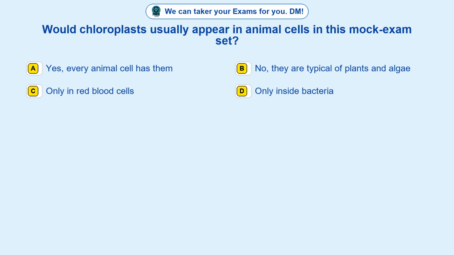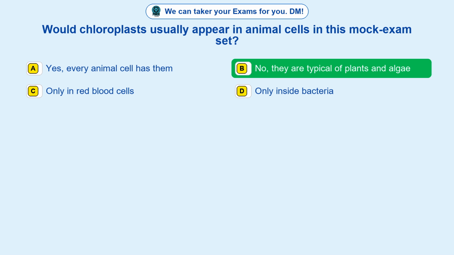Question 14. Would chloroplasts usually appear in animal cells in this mock exam set? Option A. Yes, every animal cell has them. Option B. No, they are typical of plants and algae. Option C. Only in red blood cells. Option D. Only inside bacteria.